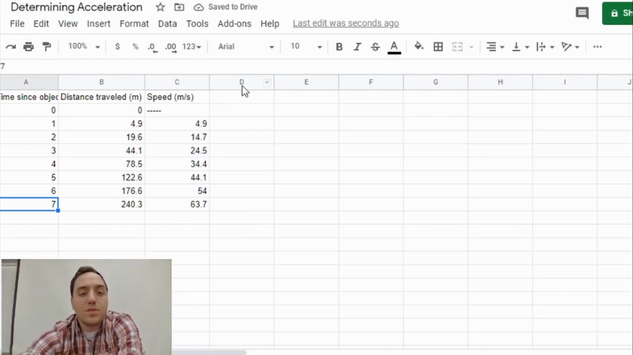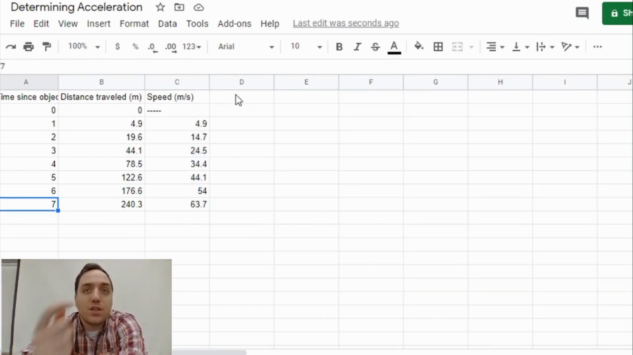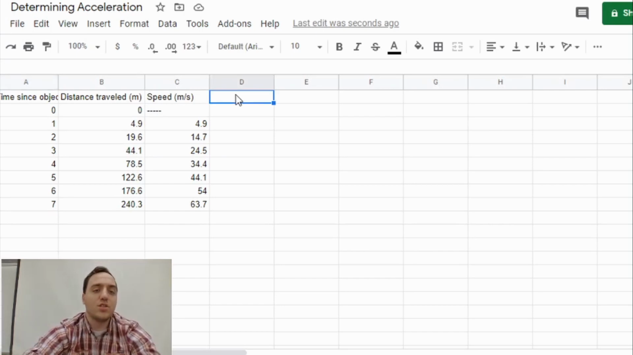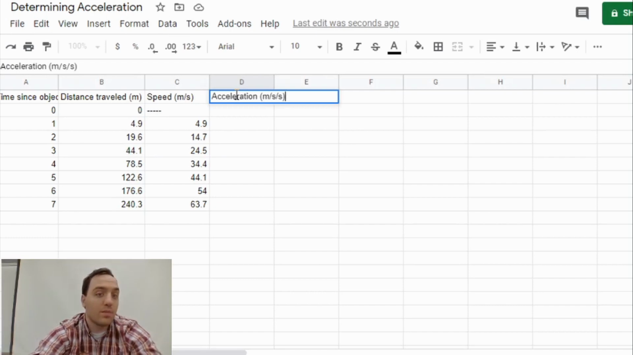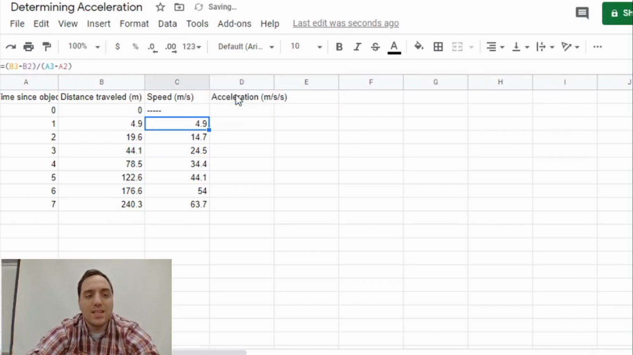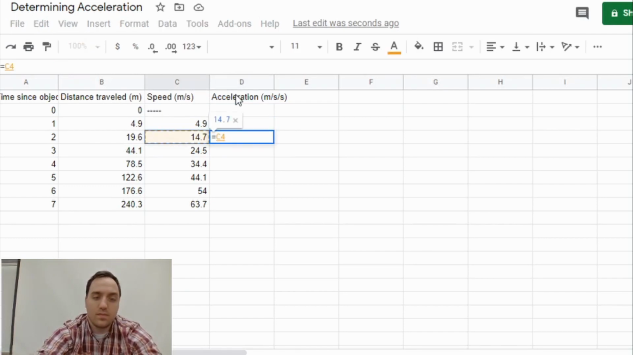Now, once you have your speed, you can go a step further. The change in your speed, the rate your speed is changing at, is your acceleration. We measure that in meters per second squared. And again, I can do the exact same kind of thing with the difference between my cells, divided by my change in time.